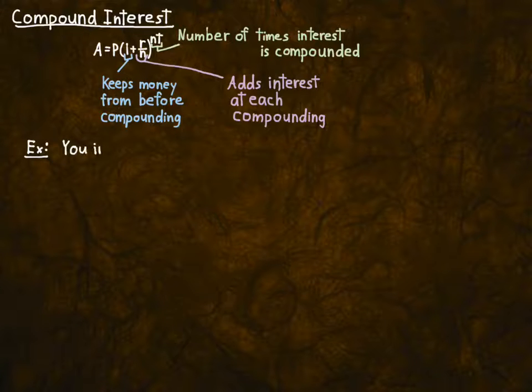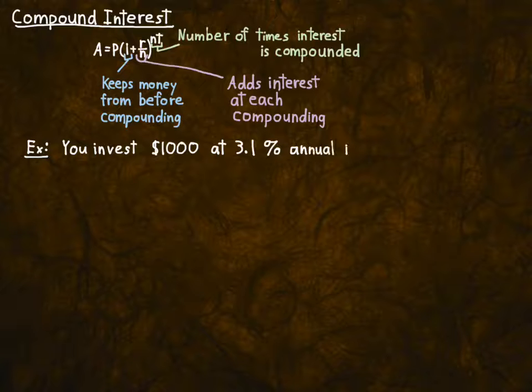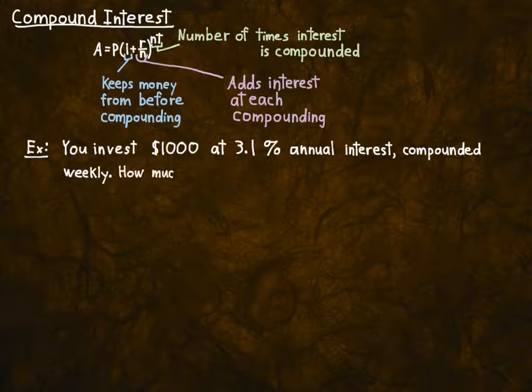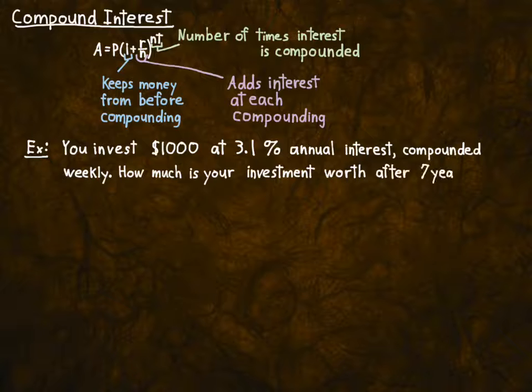Okay? So, for example, suppose you invest $1,000 at 3.1% annual interest. It's a pretty common interest rate these days. Compounded weekly, which is slightly unusual. Maybe like one of my two credit unions. Compounded weekly. How much is your investment worth after 7 years?